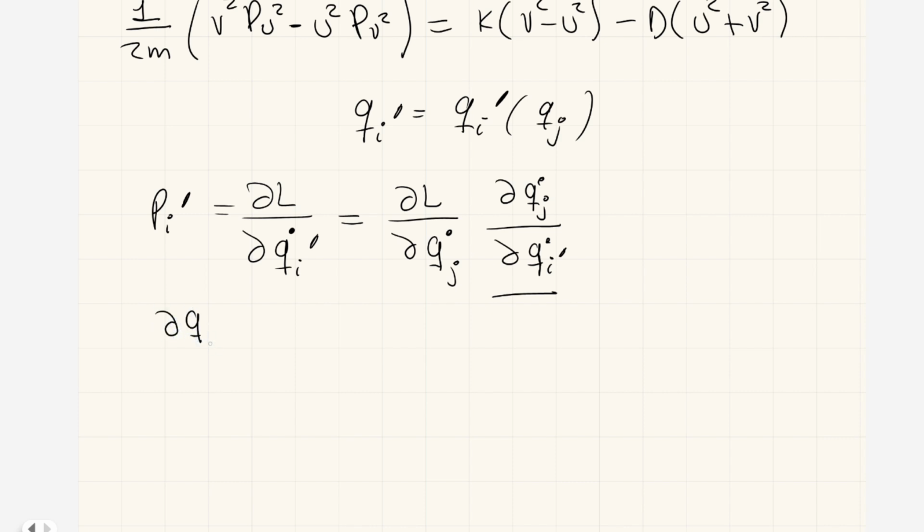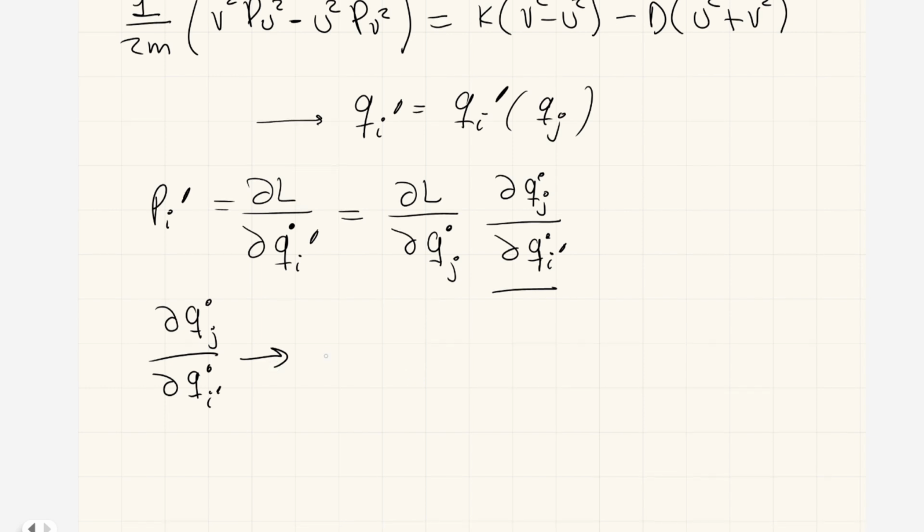Well, we have the derivative of qj dot with respect to qi prime dot. Again, we are going to use the chain rule, and we are going to use this expression. The first thing we need to do is to calculate what is qj dot. So let me put an arrow. This will be, from this, that qi prime dot is equal to the derivative of qi prime with respect to some variable j, and then we are going to take the derivative of this variable with respect to time.